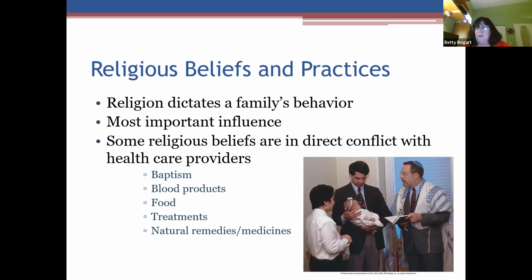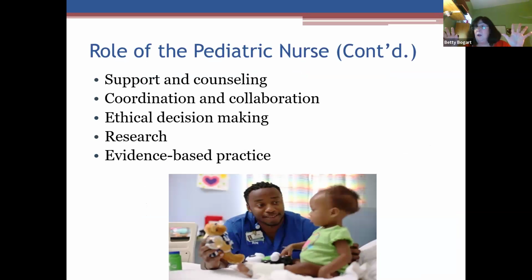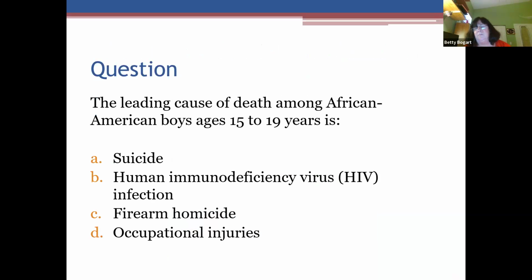Just those little things, the respect of those religious things, whether we understand or not, I don't have to, but I have to respect what their wishes are, right? Again, nurses are that person between the doctor, the parents, and the child. And all of our teaching does make a difference and it does help.